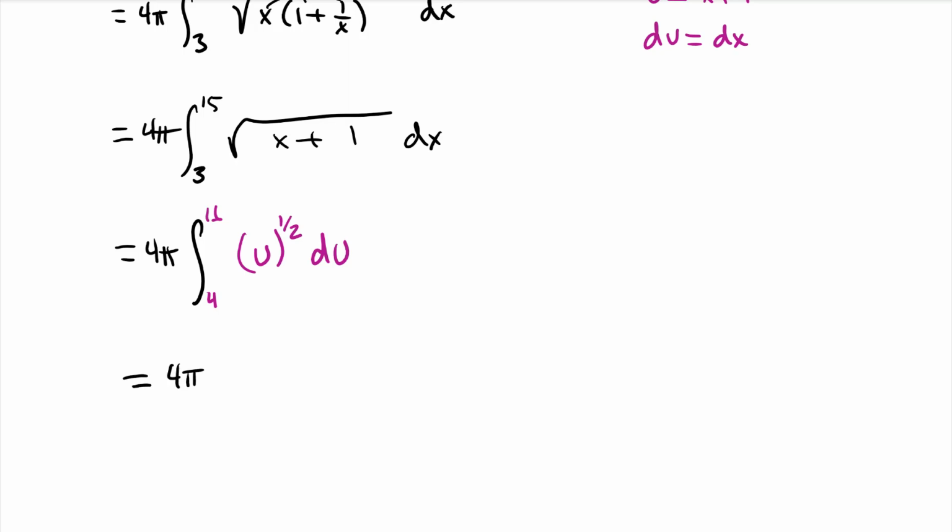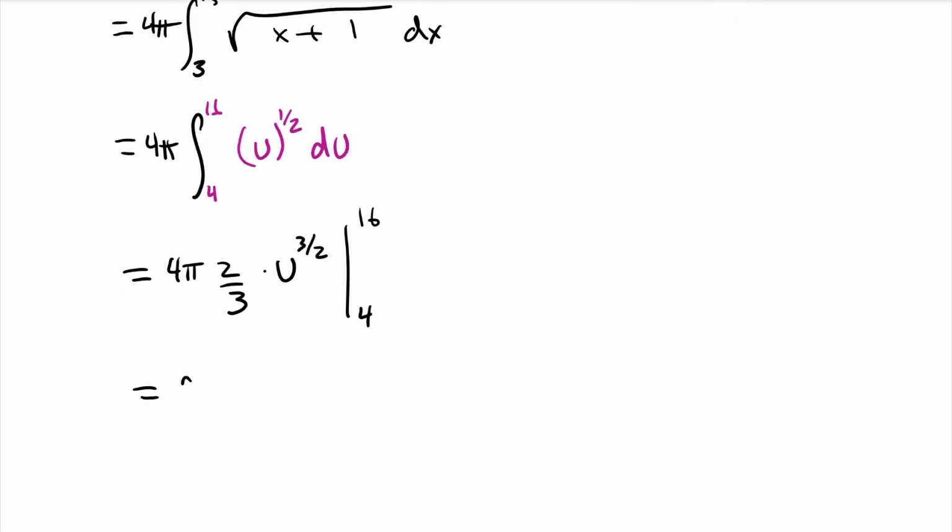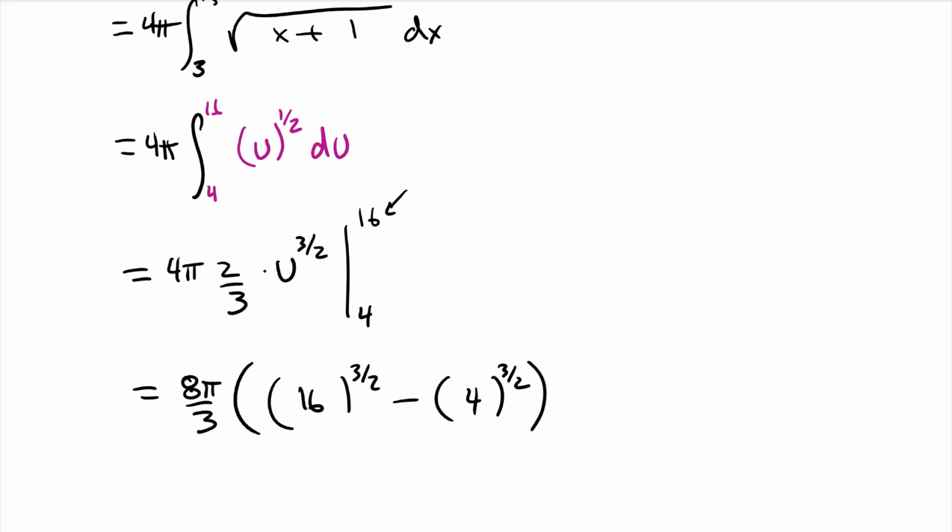So we have 4 pi times. Now here comes the integral. We're going to add 1 to our exponent. That's 3/2. And now we're going to multiply by its reciprocal and then evaluate from 4 on up to 16. So let's get the constants out before we go. That's 8 pi over 3 times something to the 3/2 power minus something to the 3/2 power. And those somethings, you know, it's 16 and 4.